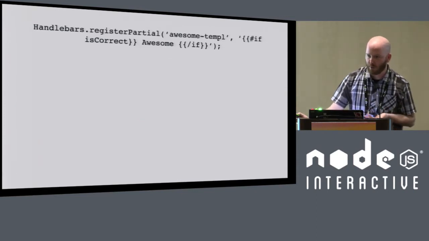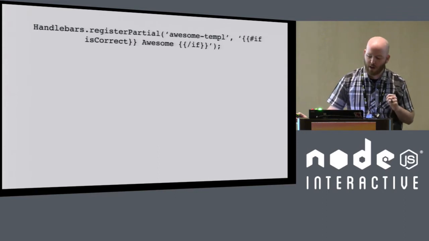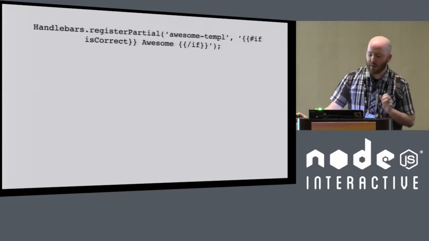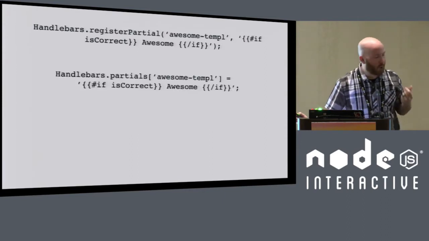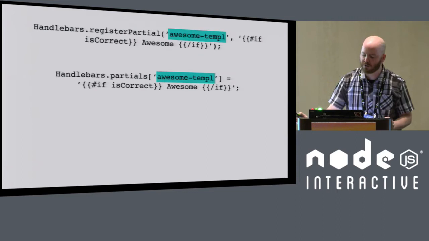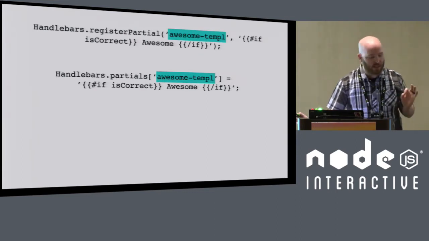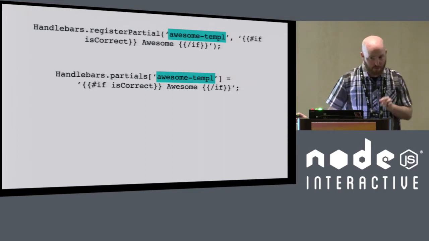Partials are something a little bit similar. So registerPartial is another API function. You give it your name, you give it some string partial template, and this is going to set this up in the partials hash, so it's going to be globally available in any template that you use. And again, the name is set up as the key for that, and it's set up as a string for the value.